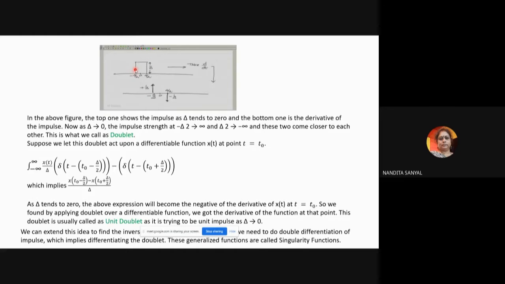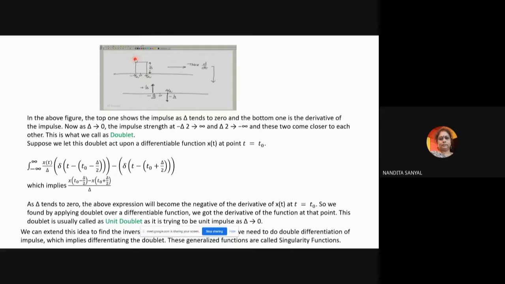So we have to consider the impulse function as a very narrow pulse of width delta, and if it is of width delta, then its amplitude will be 1 by delta, as we know that the area under the impulse function is always equal to unity. So let us take a very narrow pulse of width delta from minus delta by 2 to plus delta by 2.